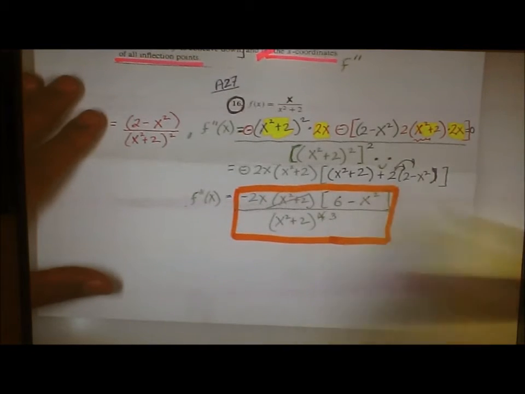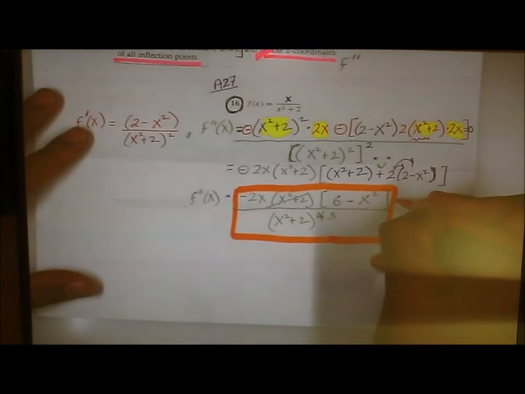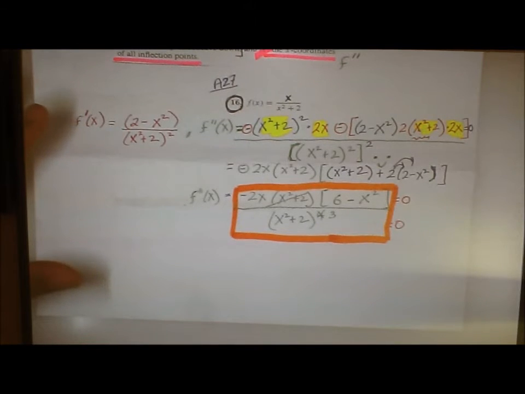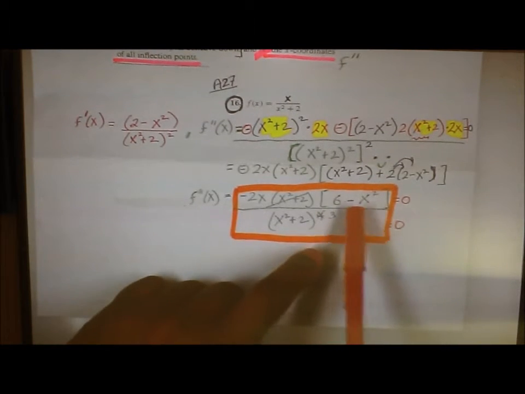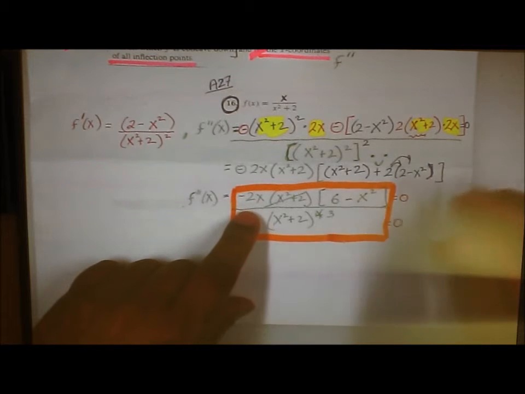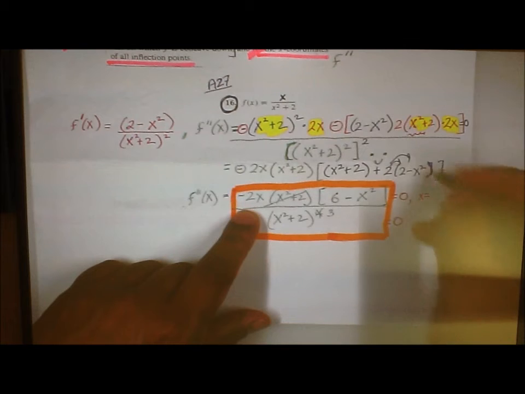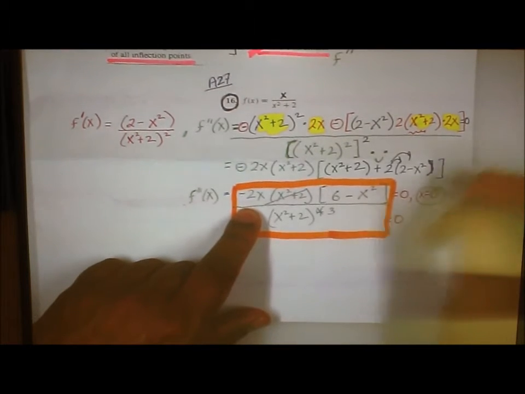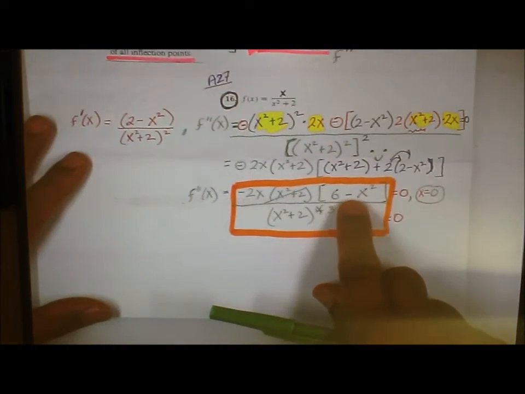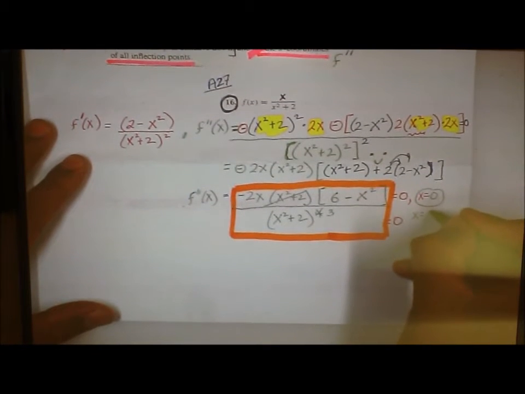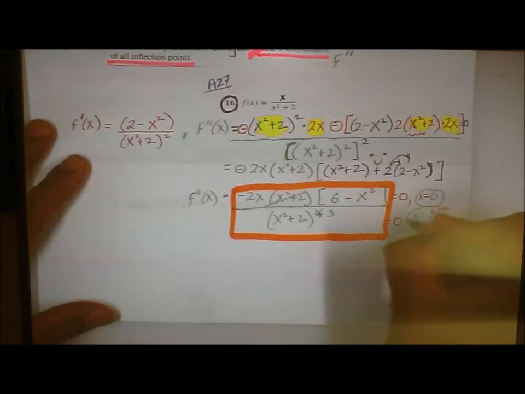Because it's a fraction, I need to set the numerator equal to 0, and I need to set the denominator equal to 0, and then solve both equations. When I solve the top equation, negative 2x equals 0, that gives me one solution, x equals 0. And when I solve this quadratic, 6 minus x squared equals 0, it gives me two solutions: x equals plus or minus root 6.